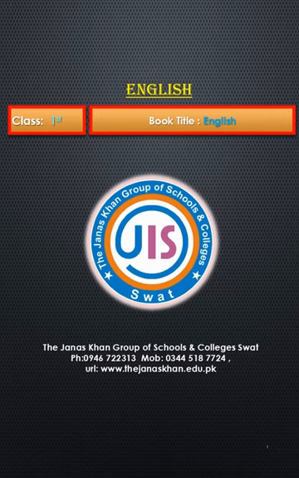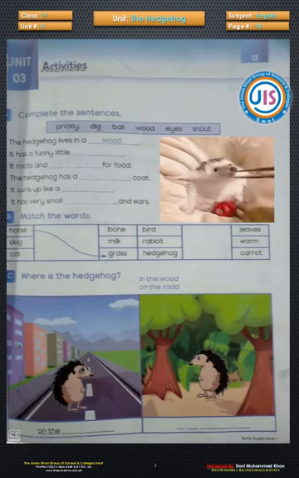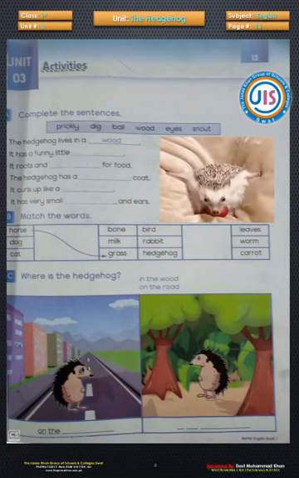You know, we had started the English subject, right? In English, we had studied a hedgehog, a poem. Ek nazam humne padhi thi, that was about the hedgehog, a small animal. Now we will go to the exercise on page number 13. This is page number 13, unit number 3, activities.